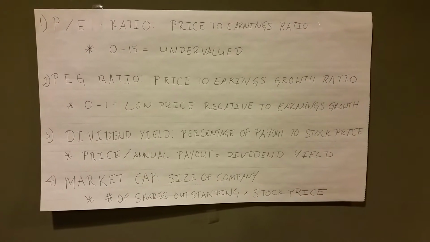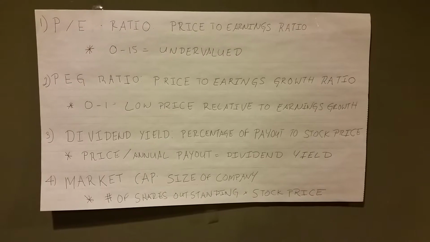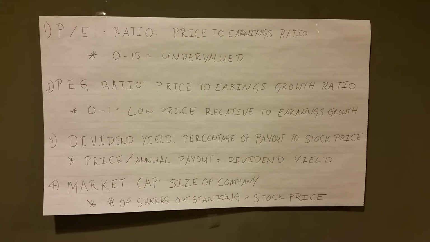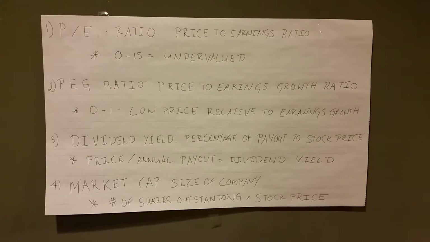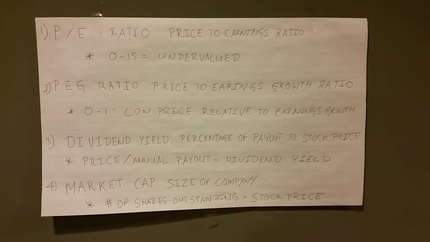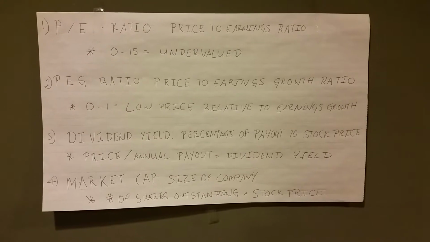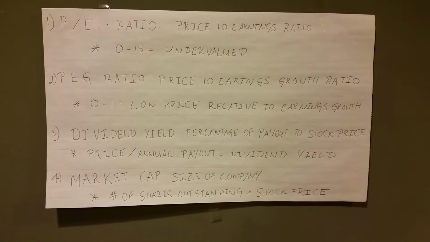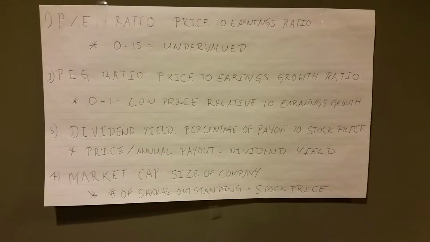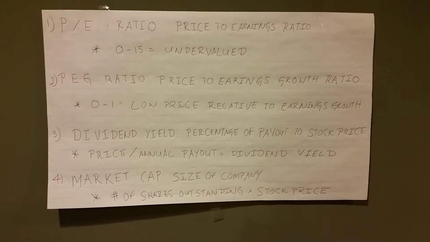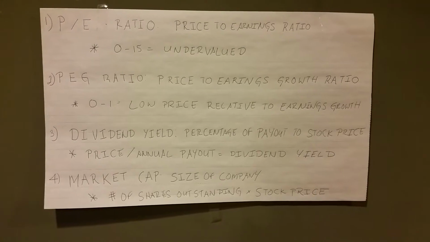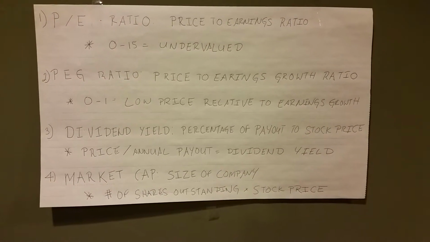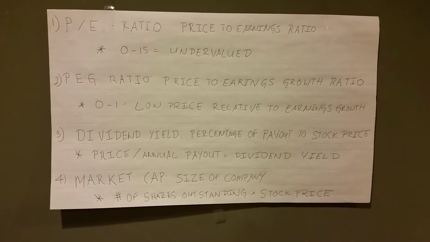PE ratio, also known as the price to earnings ratio, refers to the price of a stock relative to the previous 12 months earnings of the company. A PE ratio of anywhere from 0 to 15 is considered undervalued or average valued stock. A PEG ratio, also known as a price to earnings growth ratio, refers to the stock price relative to the earnings growth potential. Anywhere from 0 to 1 is considered a low price relative to its earnings growth potential.